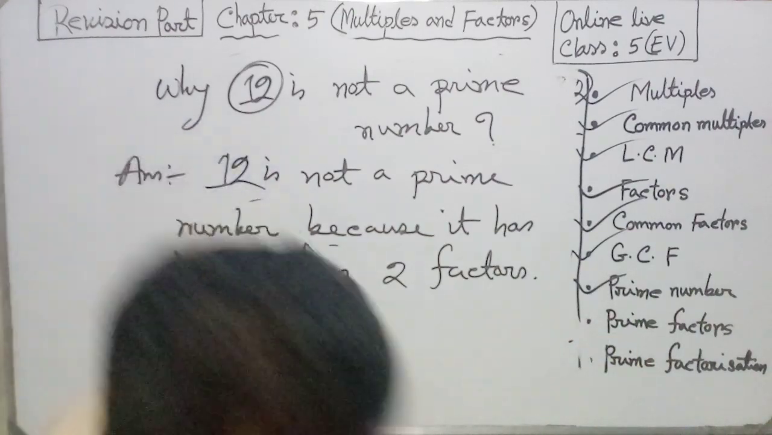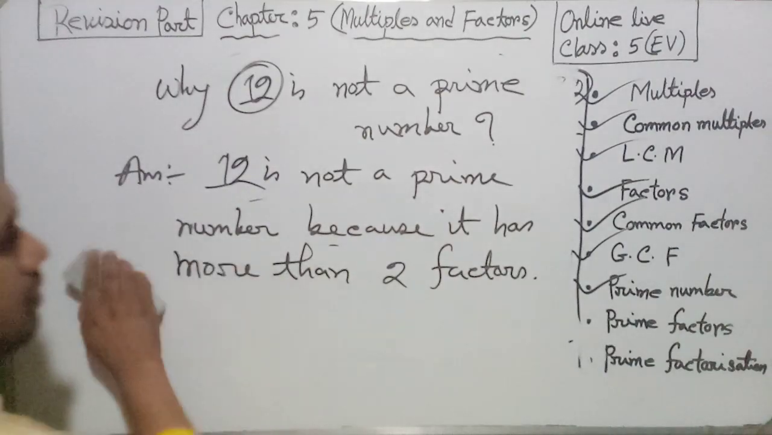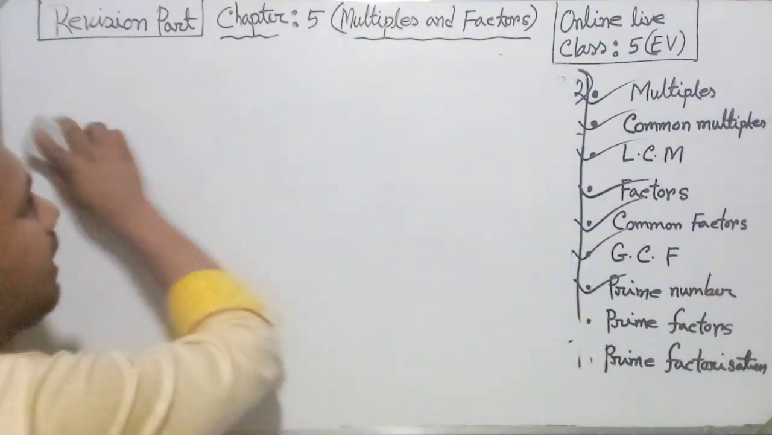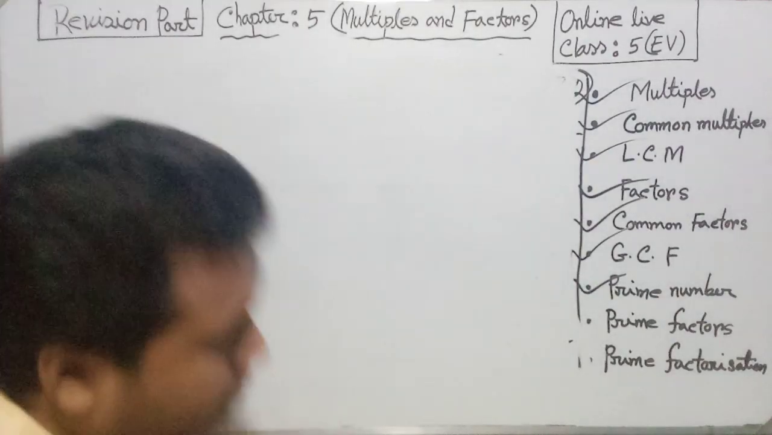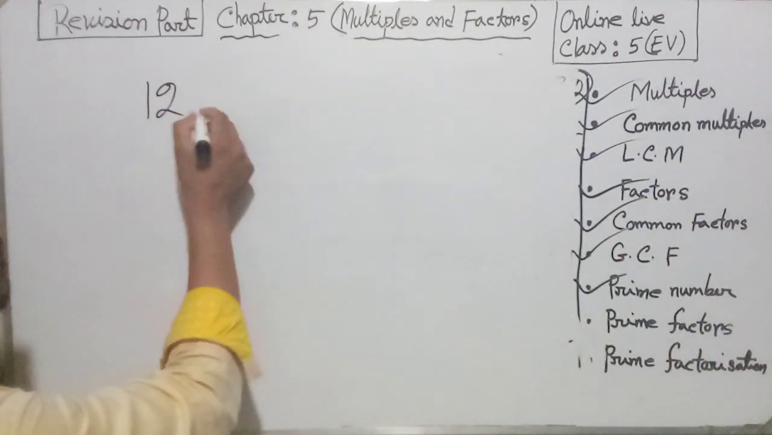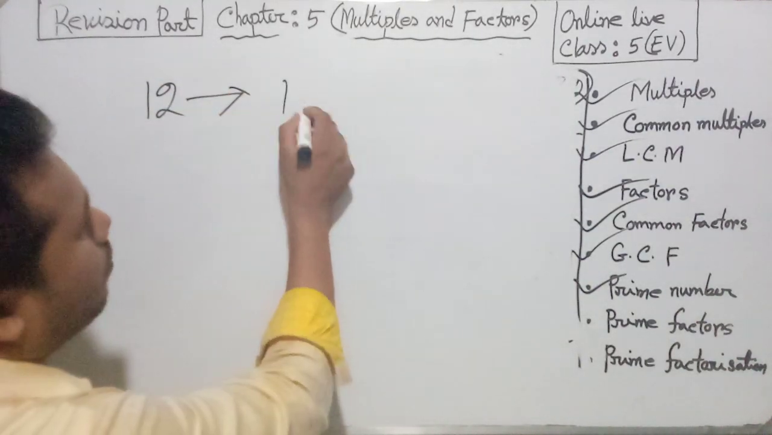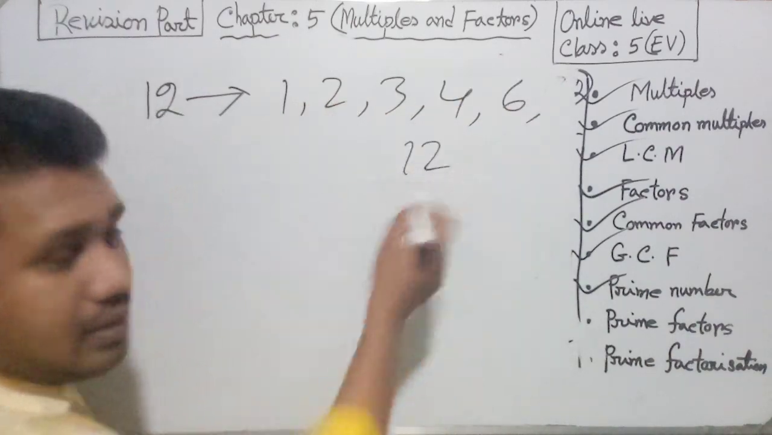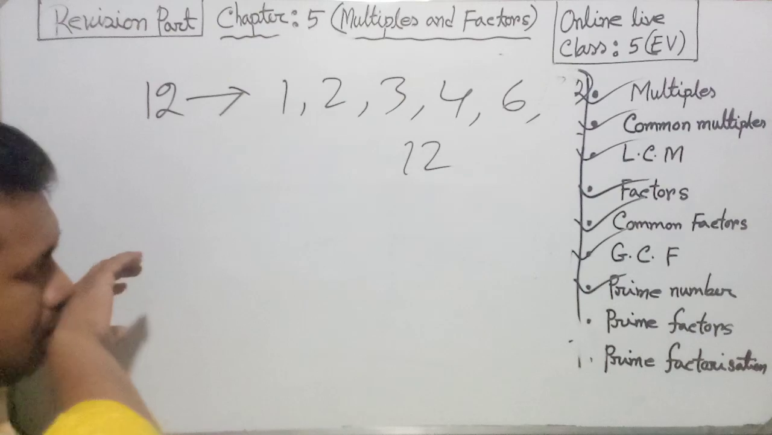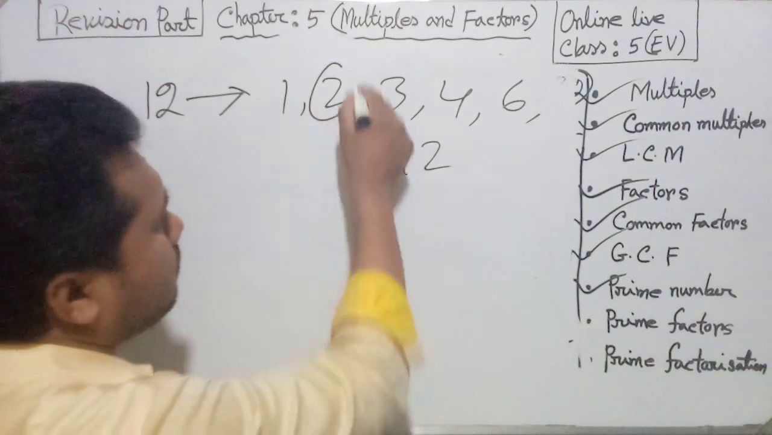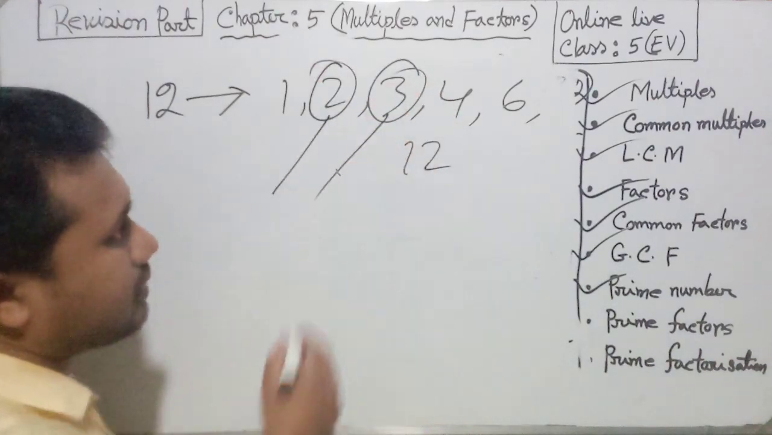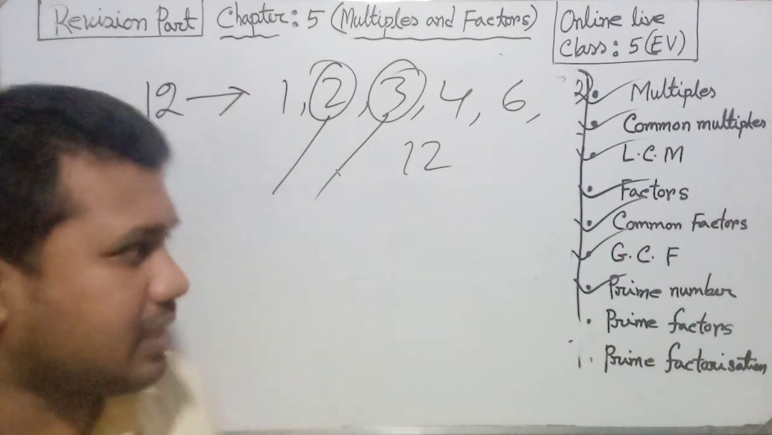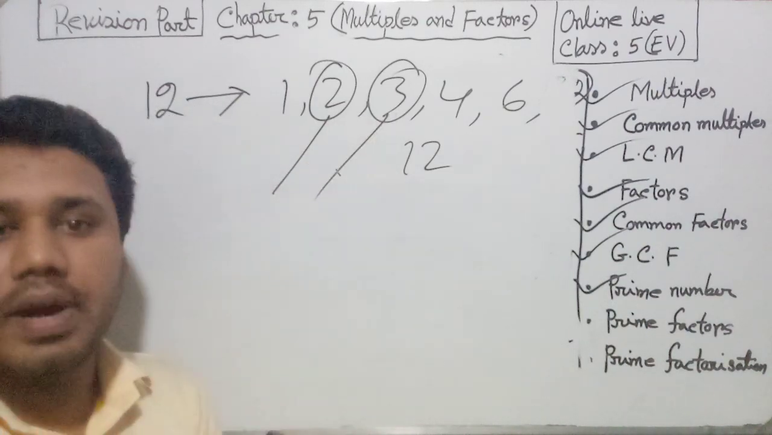Now dear students, prime factors. A prime number that is a factor is called a prime factor. Look, suppose 12. What are the factors? 1, 2, 3, 4, 6 and 12. They are the factors of 12. Now look, 2 and 3 are prime numbers. So we can say 2 and 3 are the prime factors.